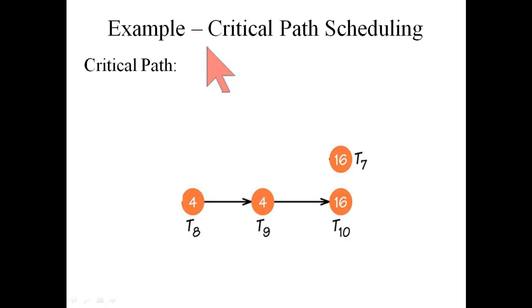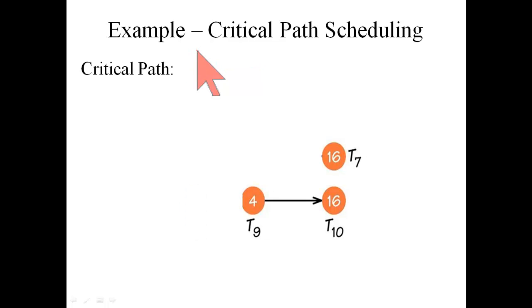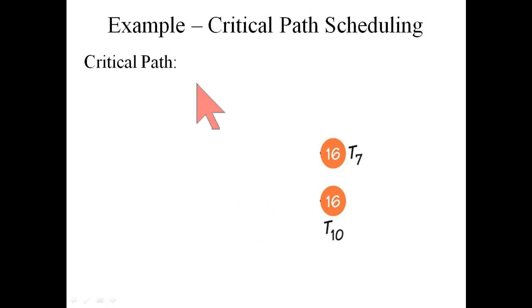Now the critical path is T8, T9, T10. Task 8 goes into the priority list and gets deleted. The critical path now is T9, T10. Task 9 goes into the priority list and gets deleted.